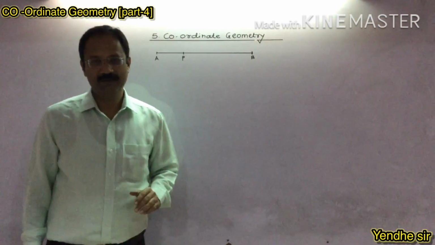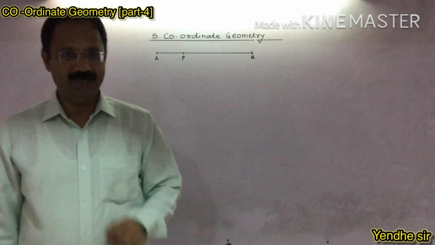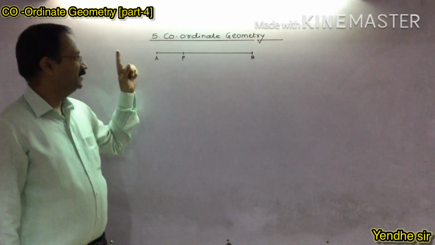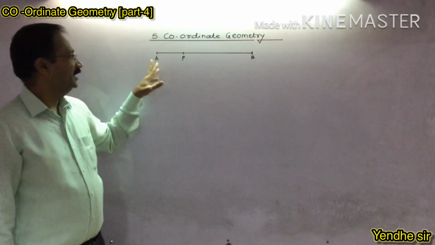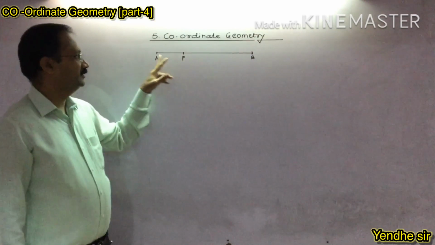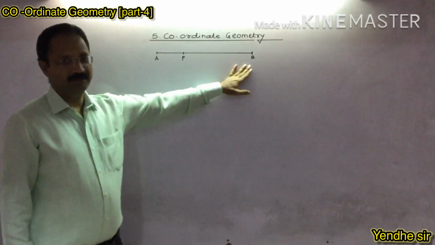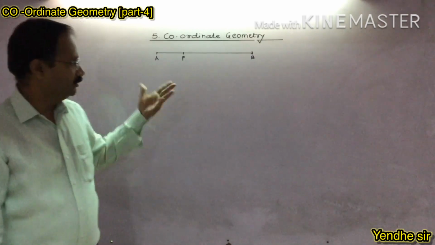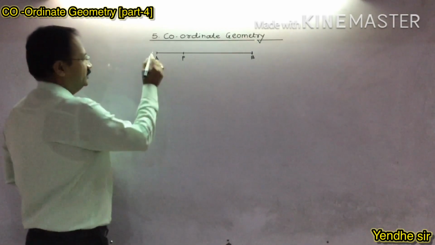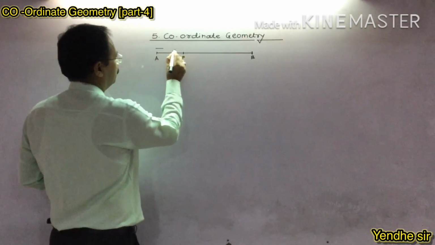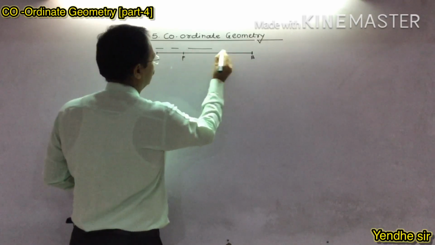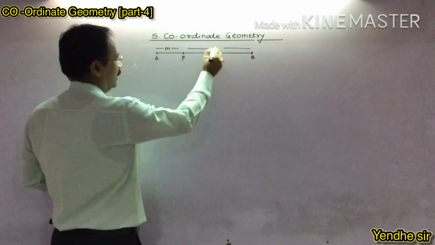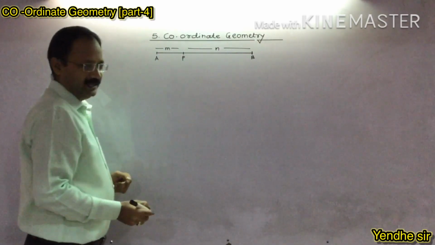So today we are going to see another part which is related to the segment. See in this diagram, P is the point which divides the segment AB in some ratio. We don't know the ratio. So we are going to take this ratio as m and this ratio as n.